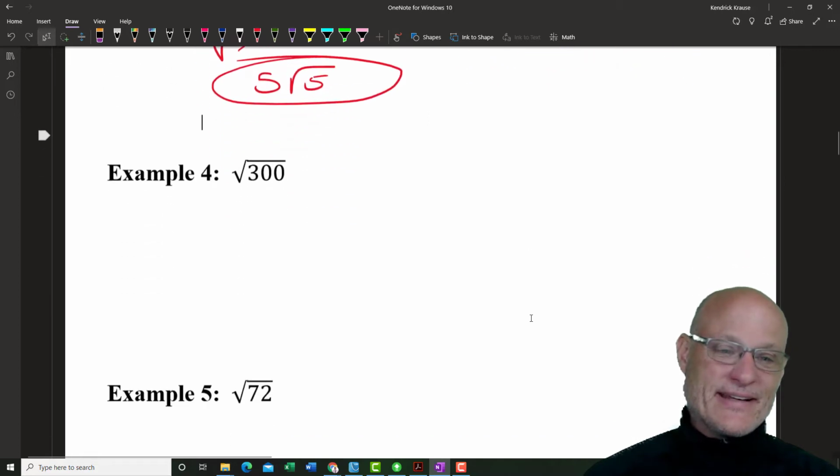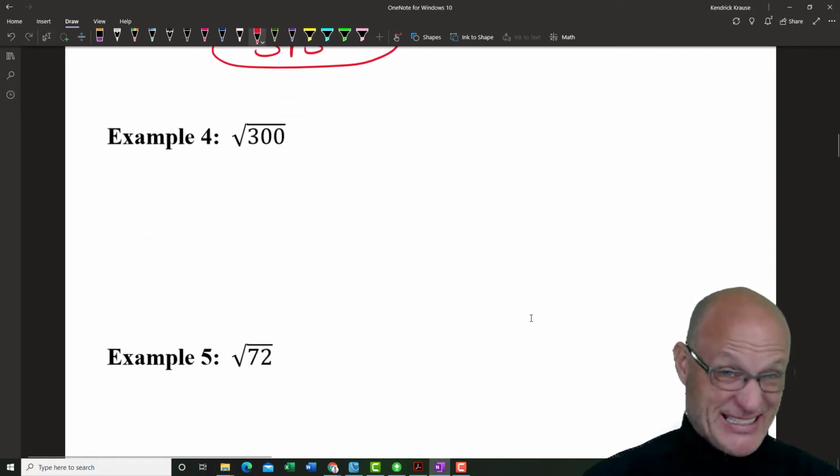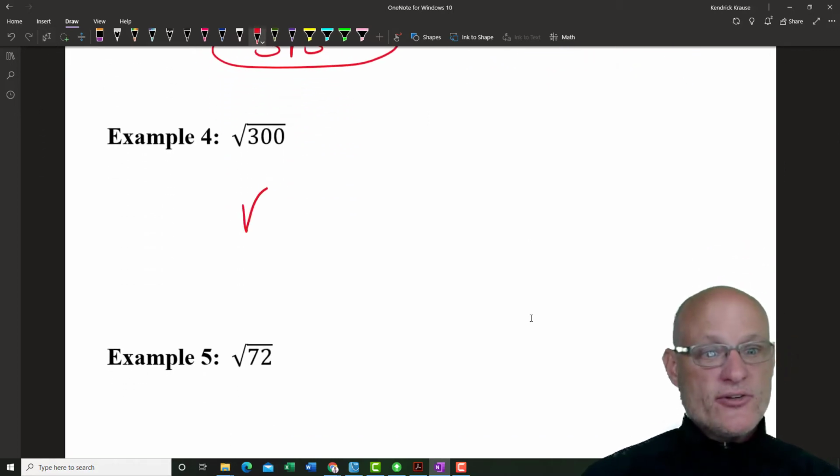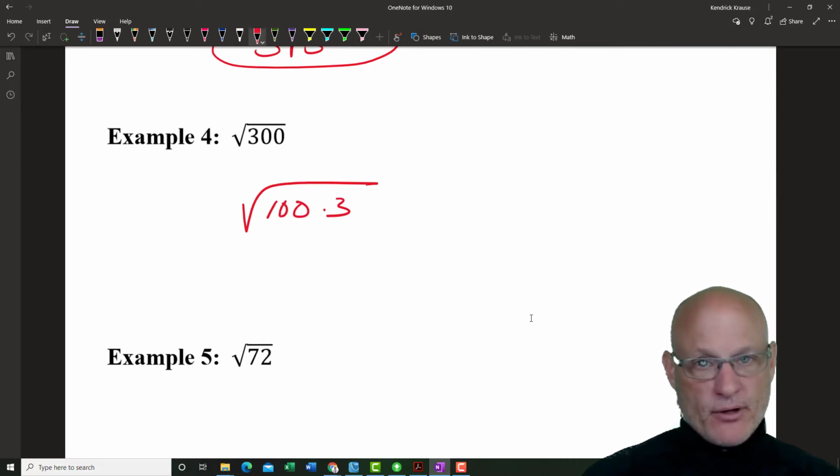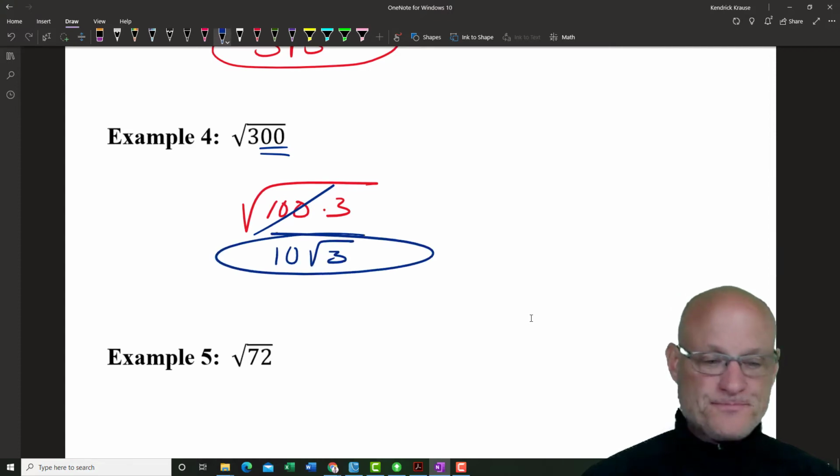300. Now, listen, kids. If it's got 100 in it, it's 100. So this is just 100 times 3. Don't overthink that one. When it's got double zeros at the end, your perfect square is 100. The square root of 100 is 10, so this becomes 10 square roots of 3.